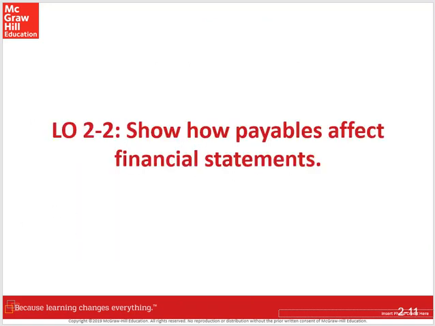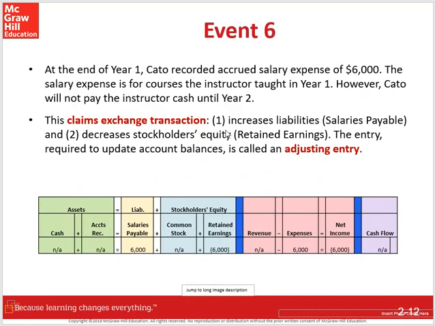Now we're going to take a look at payables. At the end of year 1, Cato recorded accrued salary expense of $6,000. The salary expense is for courses the instructor taught in year 1. However, Cato will not pay the instructor cash until year 2.